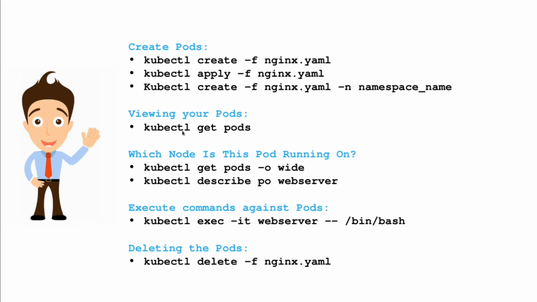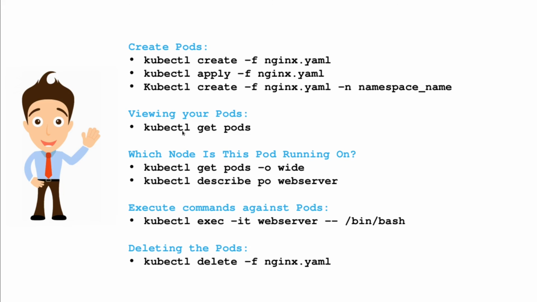To summarize, to create a pod we can use the command kubectl create, or kubectl apply if we want to edit our pod. To view your pods, we can use the command kubectl get pod. To see on which node the pod is up and running, we can use kubectl get pod with the option -o wide, or kubectl describe pod with the name of our pod.